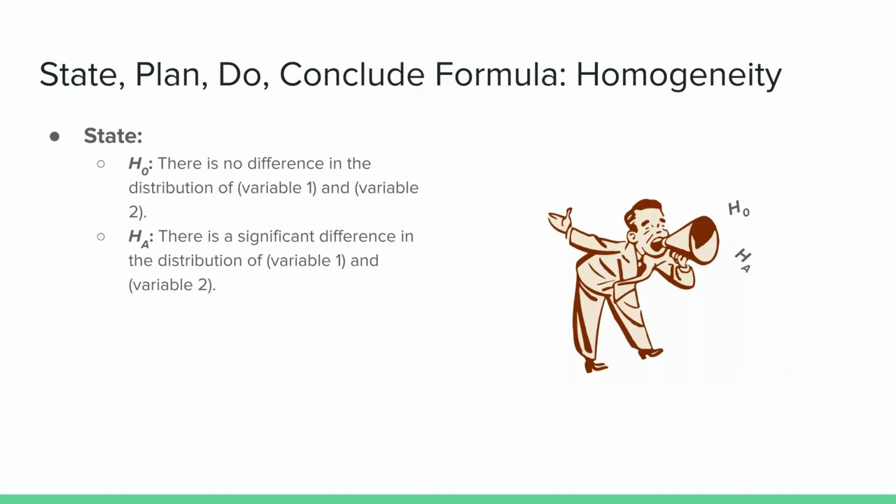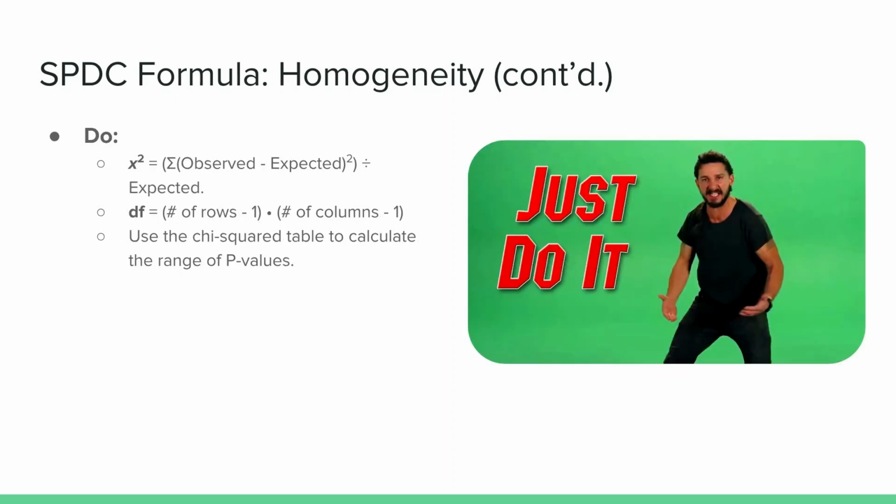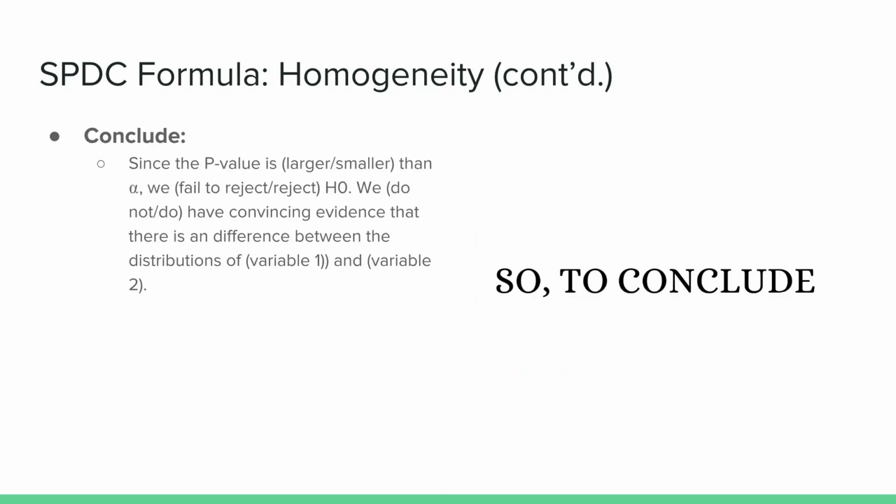For homogeneity, the form would be quite similar, except for the null hypothesis, you'd say that there is no difference in the distribution of explanatory variable and response variable, and for the alternative hypothesis, you would say that there is a difference in the distribution of explanatory variable and response variable. The conditions are the same for both, and the method of solving with the equations is the same for both as well. For the conclusion, however, there is a small difference. You'd state that since the p-value is large or small, we fail to reject the null hypothesis, and that we do not or do have convincing evidence that there is a difference in the distribution of explanatory variable and response variables.